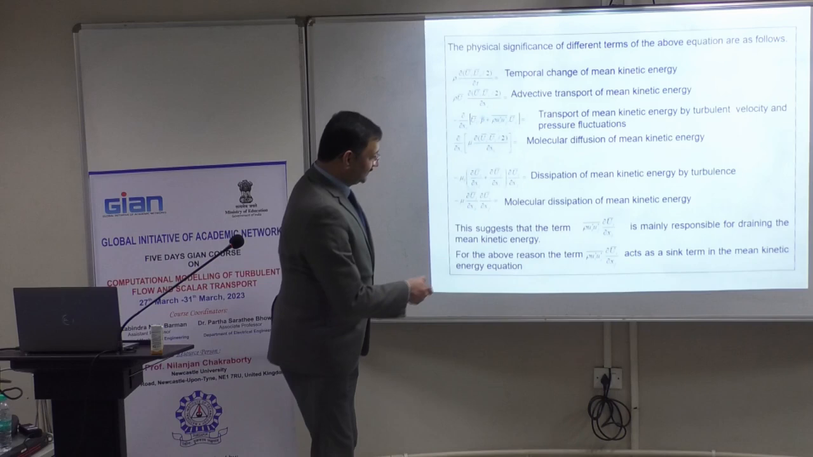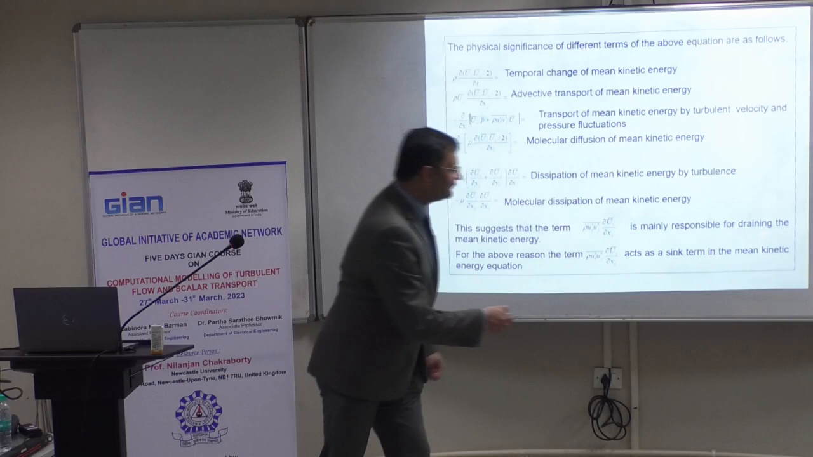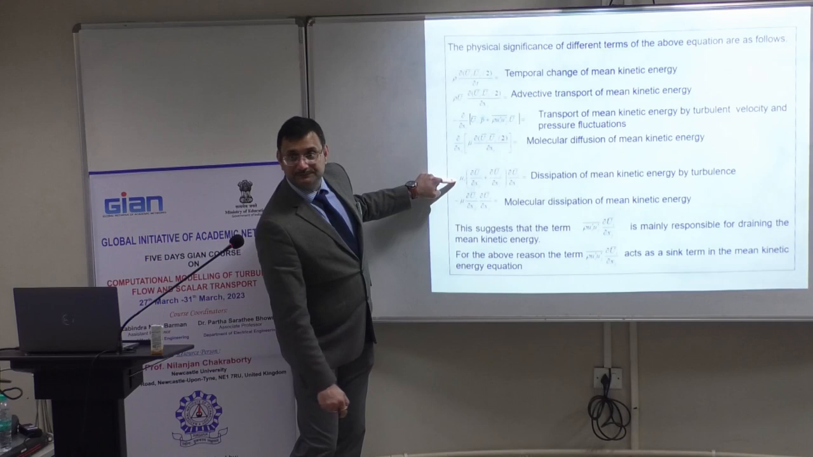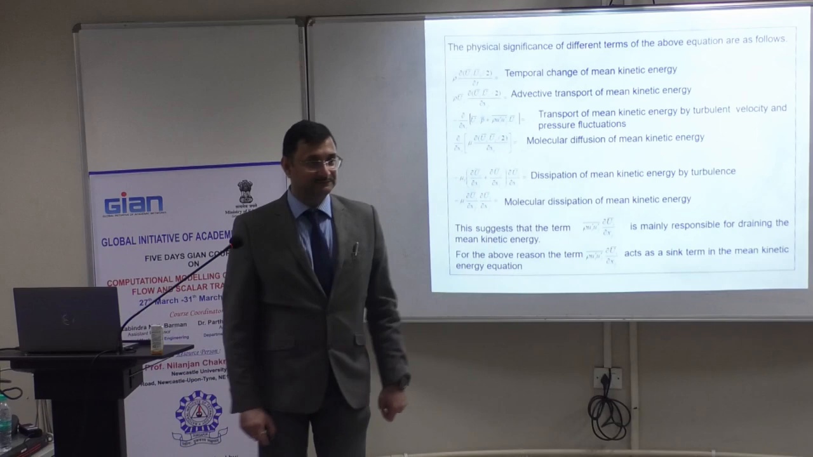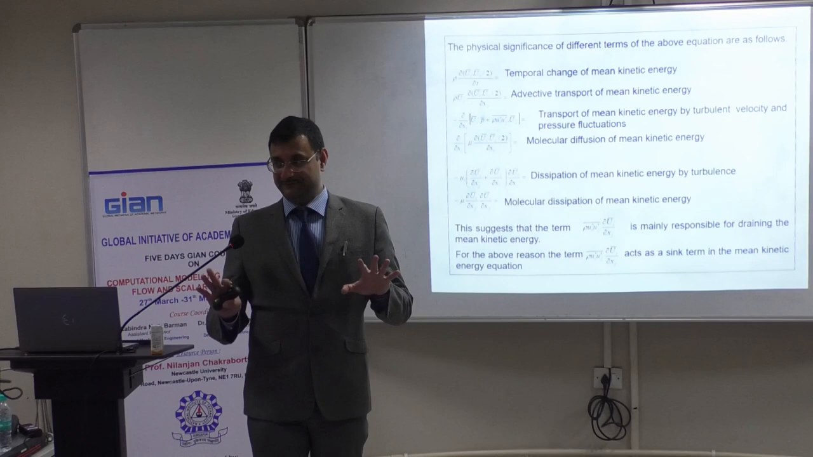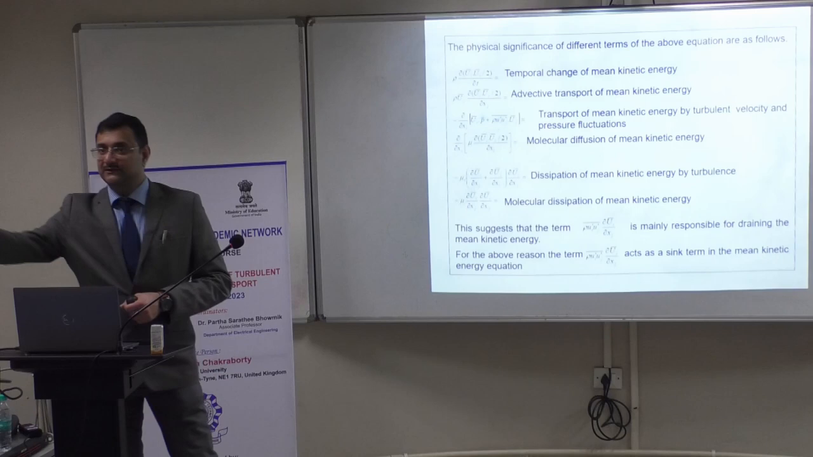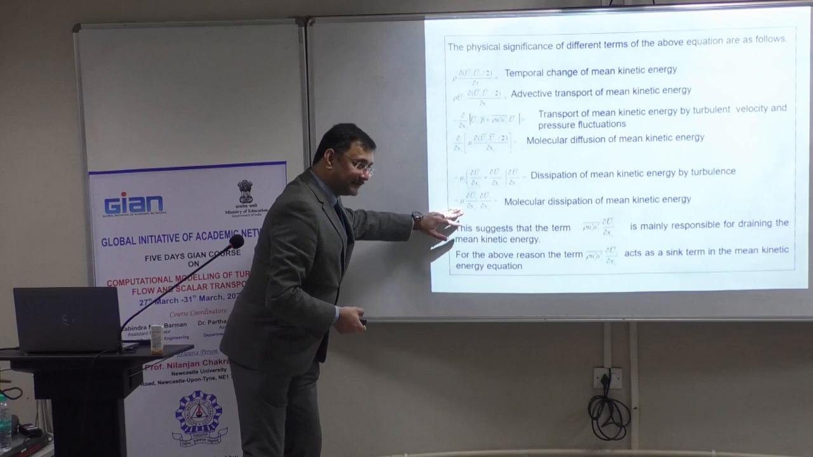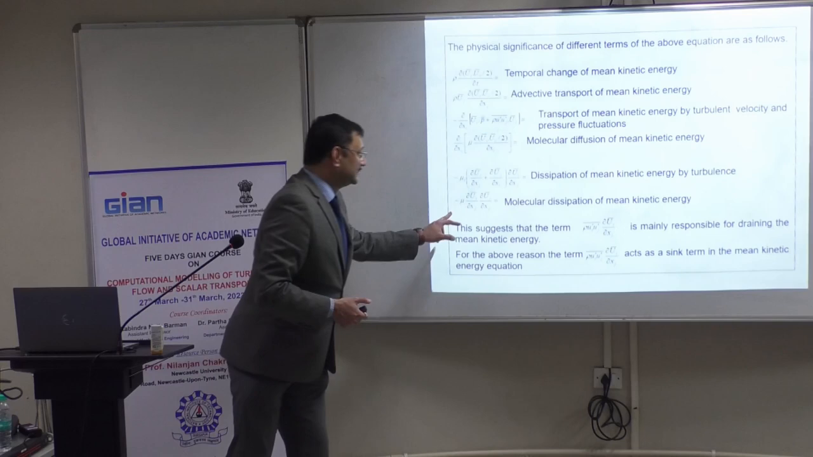In other words, this term is responsible for draining the kinetic energy from the mean flow. Okay? Why mean? This term has a negative sign here. This contribution is positive. Mu t is a positive term. So the net contribution is negative. Understood? So what turbulence actually does, it is taking energy from the mean flow and doing something with it. Now, what it is doing. And kinetic energy is drained by the molecular dissipation, or in other words, viscous dissipation.